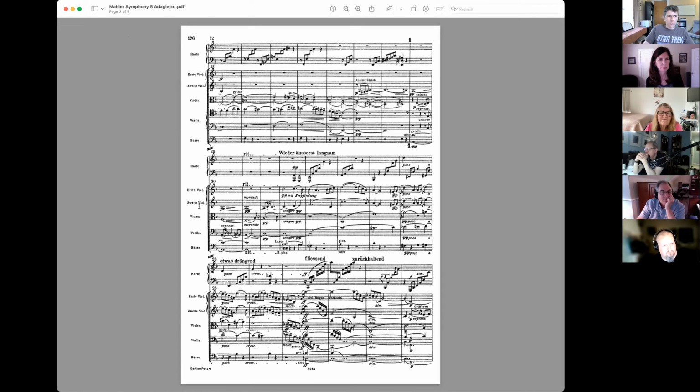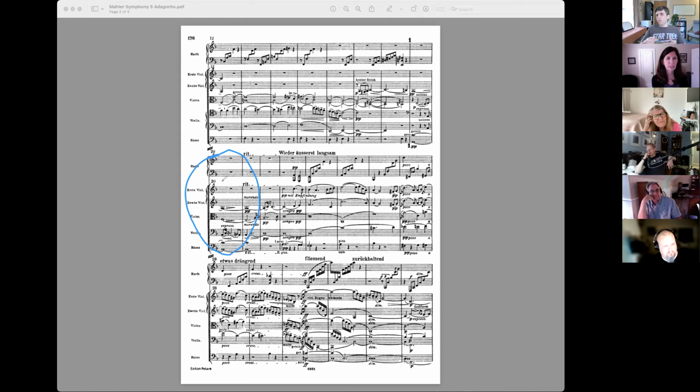How many parts are in this system right here, of a middle system? 6. Yeah, there are more. We could go through and do this entire exercise for this. What you'll discover is that in the string writing here in the Adagietto, 13 out of the 14 systems, in other words, just to clarify terms, lines of music, this is a system, 13 out of 14 systems in this piece have some kind of divisi in them.